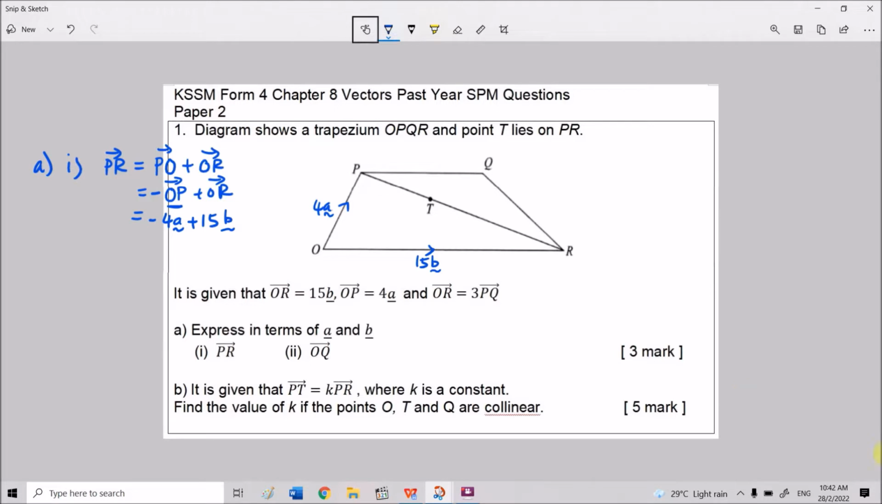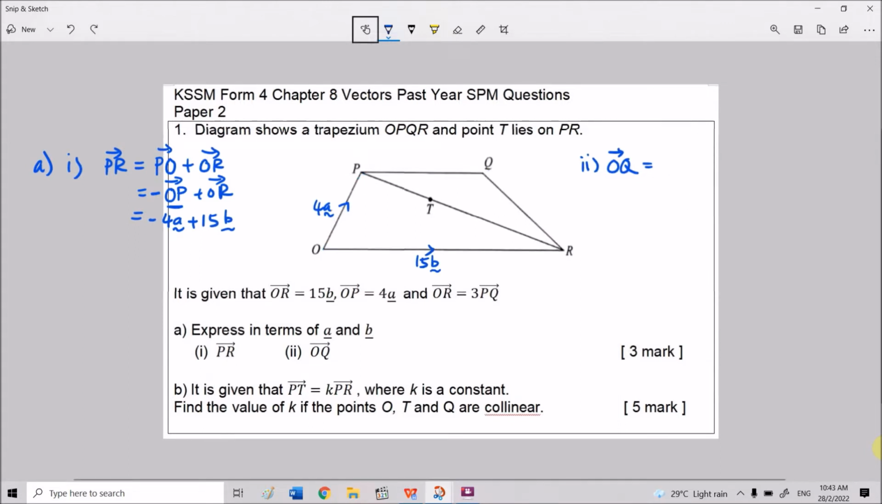Now for the second part, we have the vector OQ. And for this question, usually the second part is harder, but here it is relatively easier compared to other past year questions. So OQ here, from O to Q, if we take this path, again we don't have information, so we can take from O to P, PQ, or we can also take OR, RQ. But now we don't have information for RQ, so we might as well just take OP, PQ.